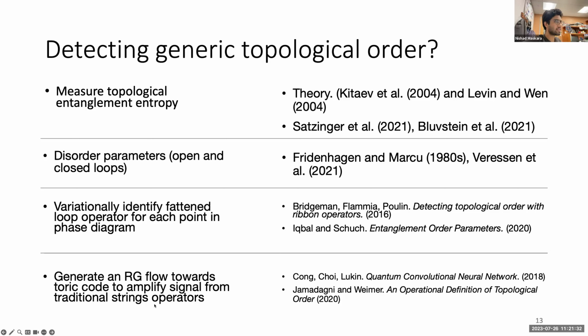So the approach that we're going to discuss today is an extension of some prior work, and in particular, we were inspired by this QCNN work. Iris is also my co-conspirator on this project. We essentially use the key ideas of that paper, which is to use ideas of error correction to generate an RG flow towards the fixed point. And by flowing the system towards the fixed point, that's another way of amplifying the Wilson loop operators.